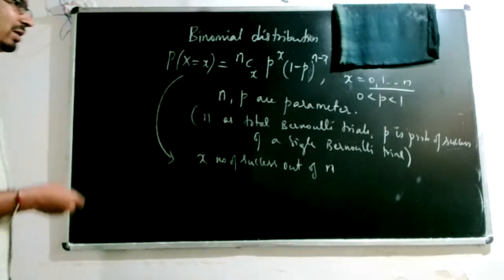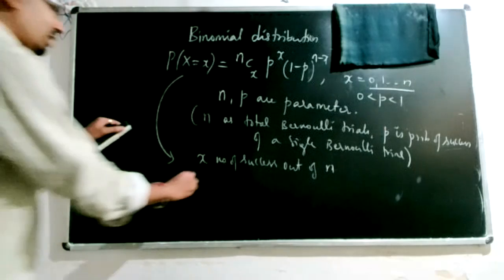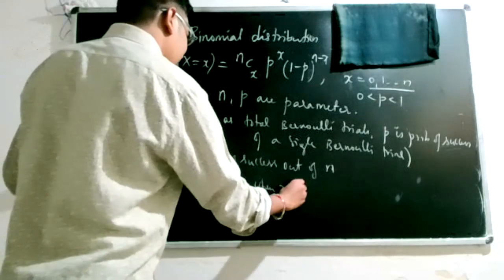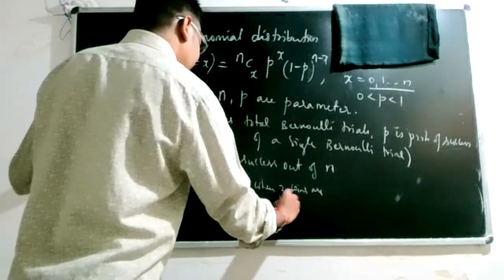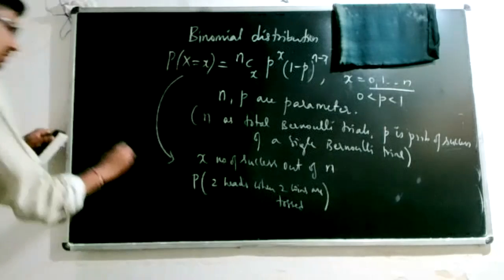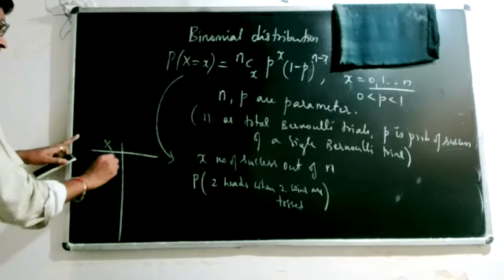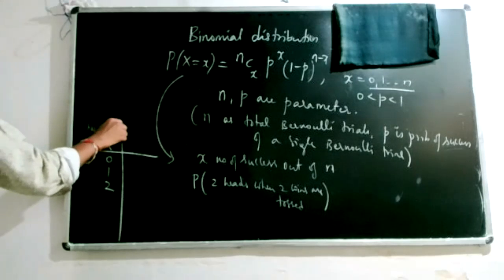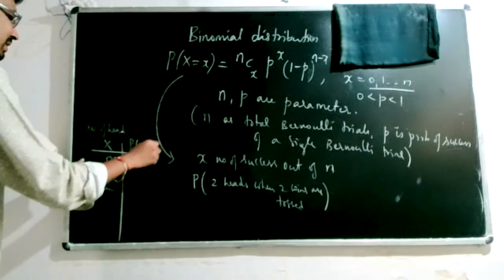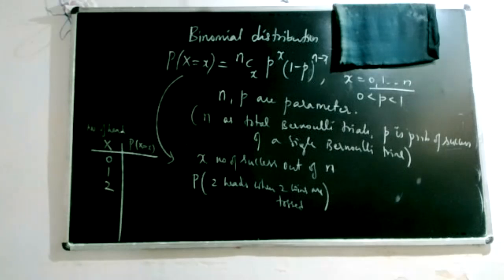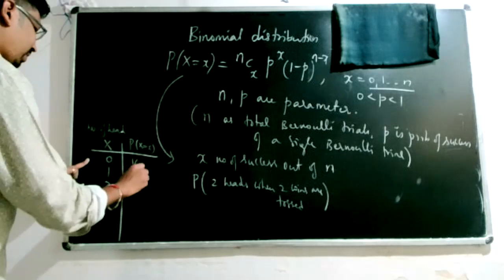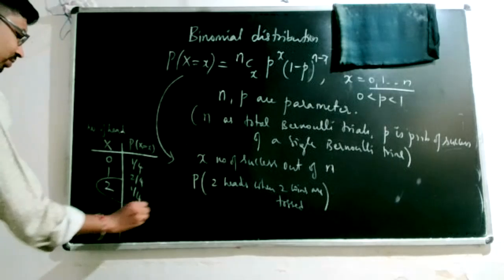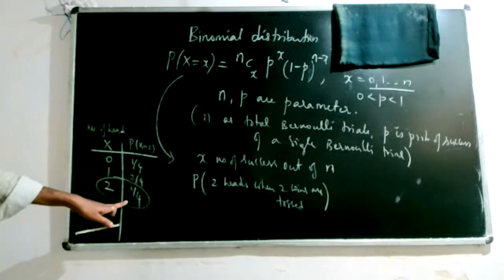Now, what is the probability of observing 2 heads when 2 coins are tossed? We know this answer already, because in the last class we observed that whenever we toss 2 coins, the possible values for the number of heads are x equal to 0, 1, 2. We know the elements in the sample space, which are HH, HT, TH, TT, and because of that we have the probabilities 1 by 4, 2 by 4, and 1 by 4. The probability of observing 2 heads is 1 by 4.